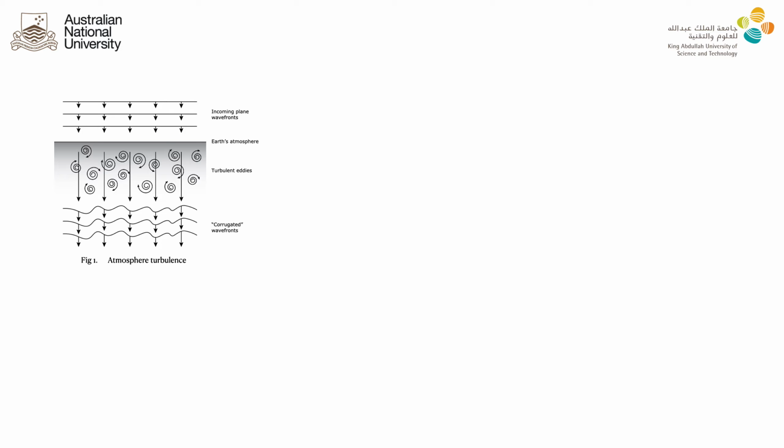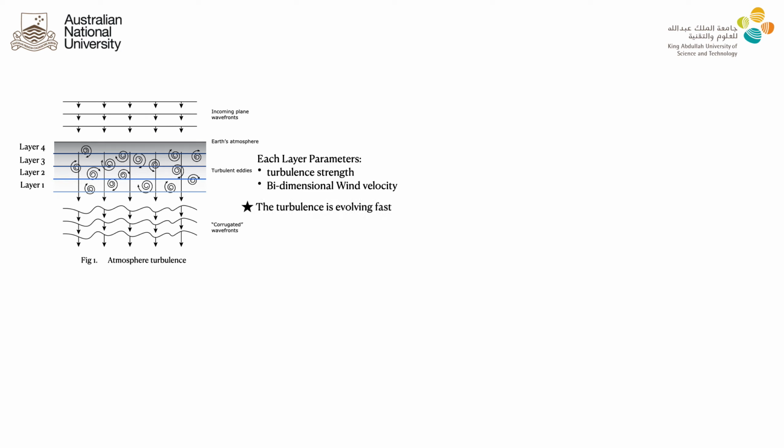We will first introduce the atmosphere turbulence. The incoming plane wavefront is the light before it comes inside the Earth's atmosphere. The Earth's atmosphere is composed of turbulence eddies, so it can be discretized into several layers. Each layer contains turbulence strength and can be described by several parameters such as turbulence strength and the bidimensional wind velocity. A feature of the turbulence eddies is that they change fast. A typical time frame is from 2 minutes to 20 minutes.